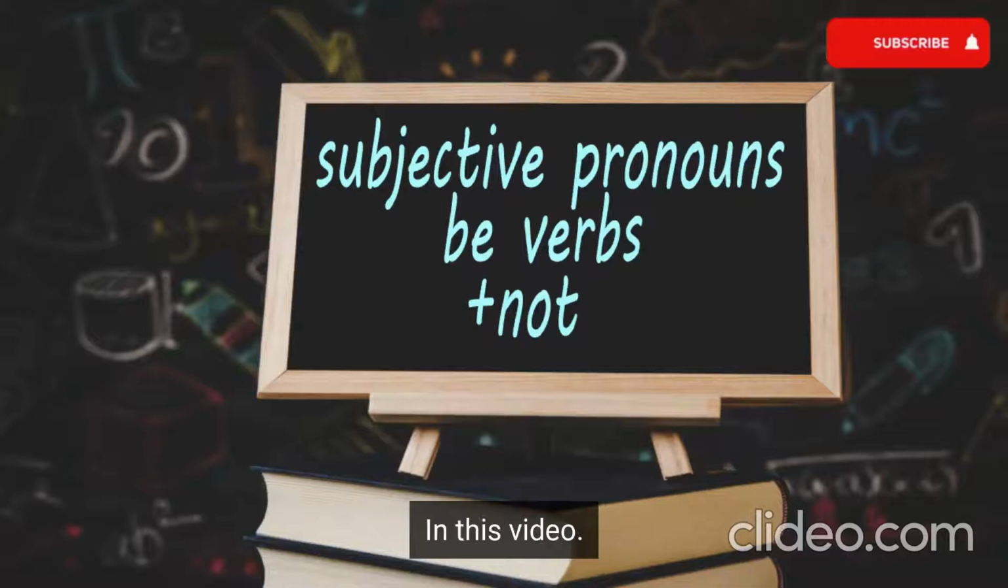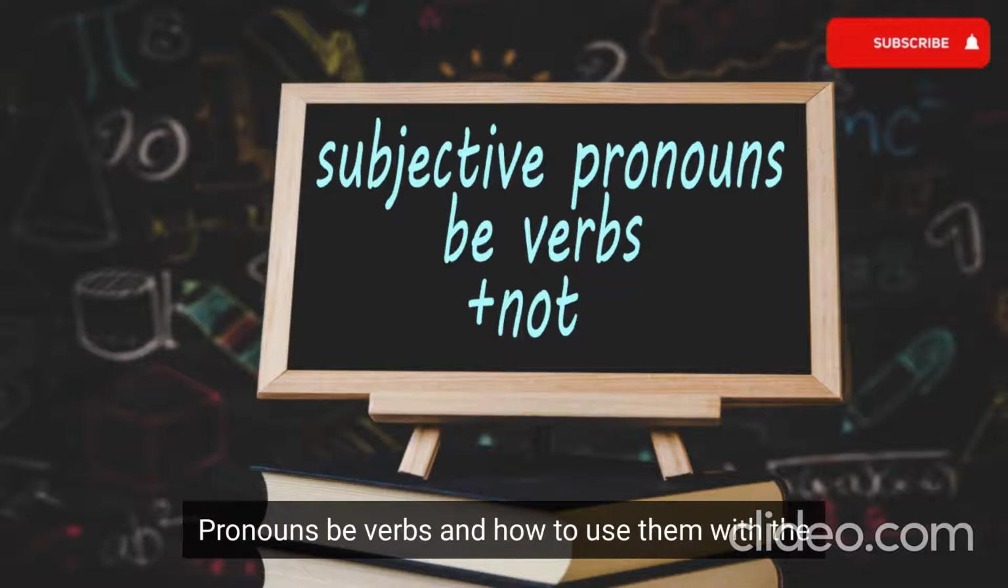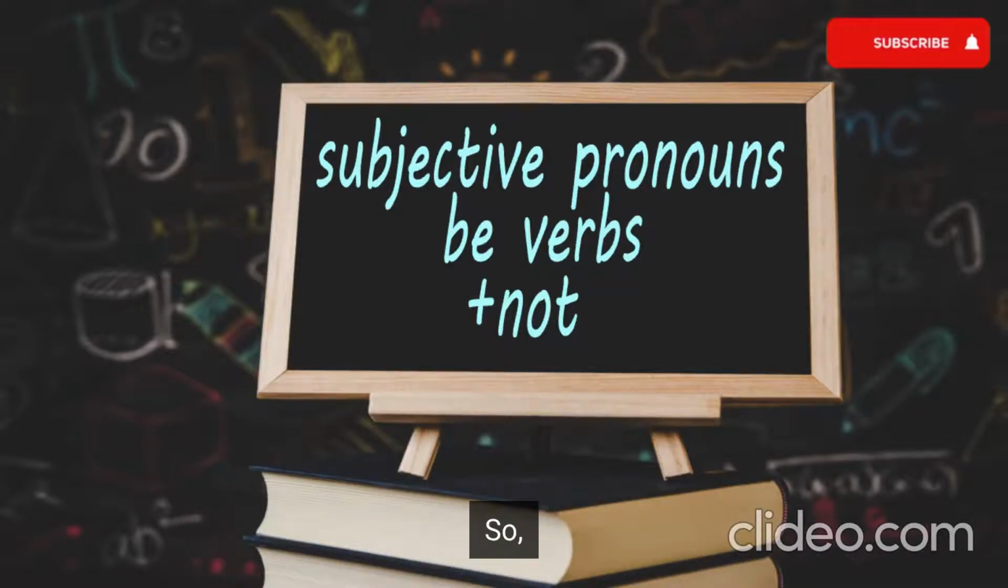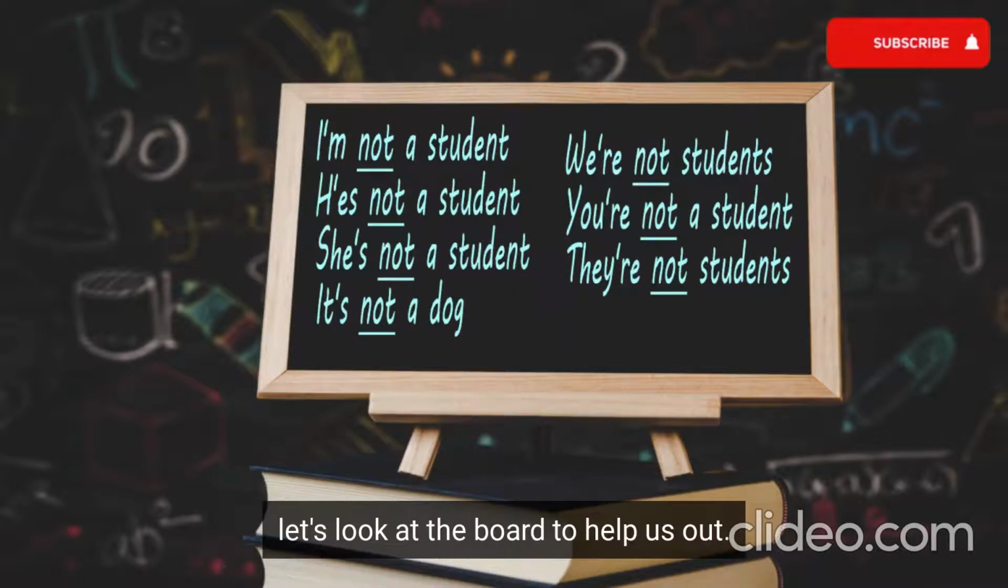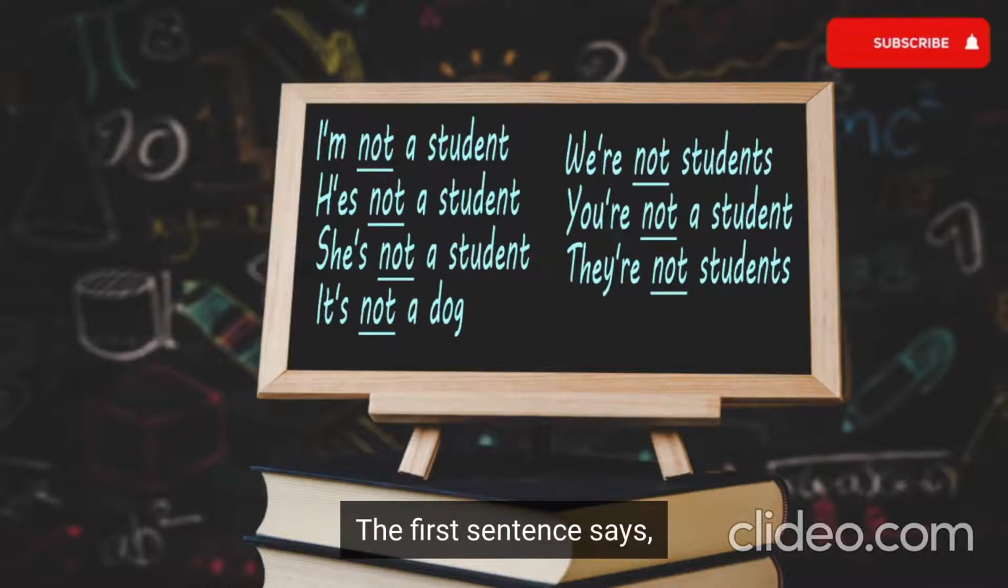Hi everybody. In this video, we're going to talk about subjective pronouns, be verbs, and how to use them with the word not. Okay, so let's look at the board to help us out. Now, the first sentence says, I'm not a student.